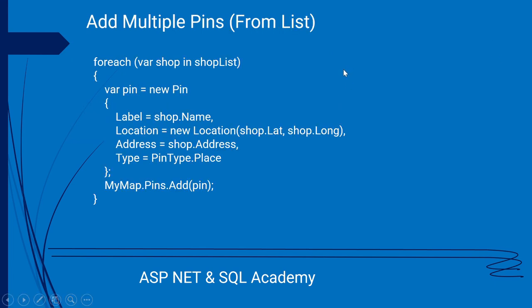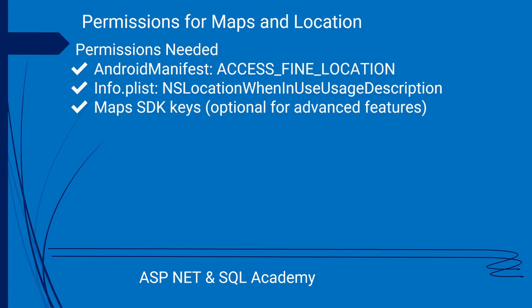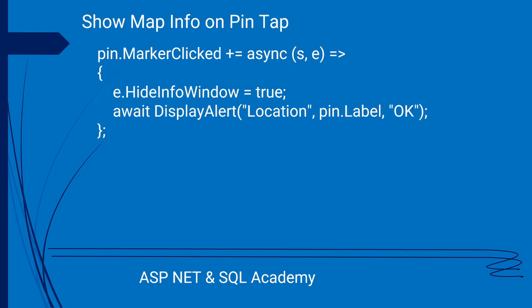You can display multiple pins dynamically by looping through a list of coordinates like shops, offices, or delivery points. Ensure you set up location permissions on Android and iOS and add platform specific SDK keys if needed for Google or Apple Maps. You can capture tap events on pins and display detailed info or navigate to another page.